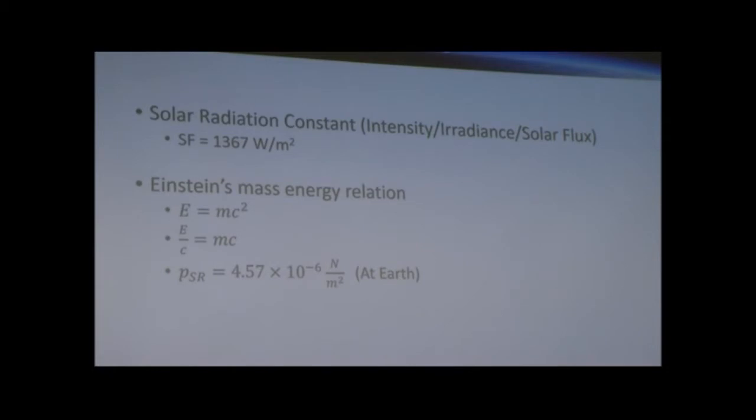If you start looking at Einstein's mass-energy relation, the famous E equals mc squared, you can kind of play with the numbers and get an idea of the actual pressure exerted from this solar radiation flux. So you just do a quick manipulation here. We have E right up top. We know c is the speed of light. So pretty quickly we can get this number here, and that's the pressure that the satellites are exposed to here at Earth. That's 4.57 micronewtons per meter squared. So very, very small.